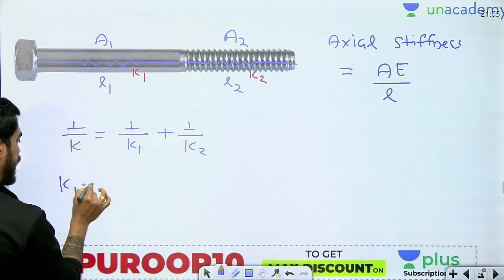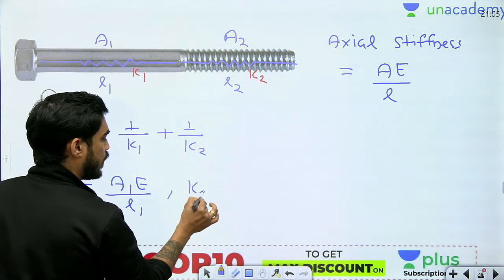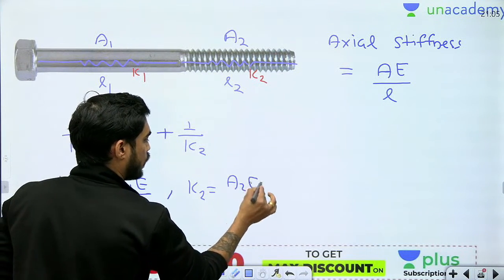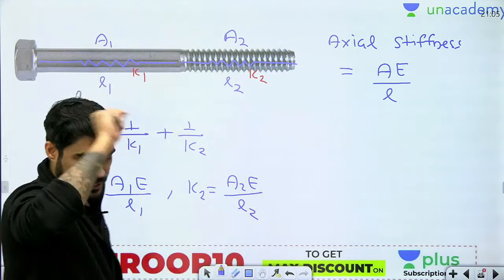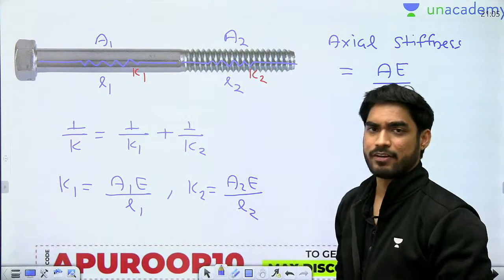What will be K1 beta? A1E by L1, and what will be K2 beta? A2E by L2. So do you understand how the stiffness of the bolt is calculated? I hope it is understood by every student.